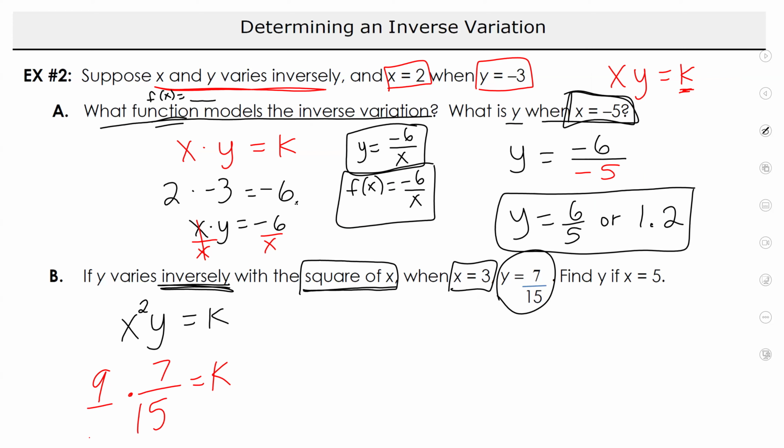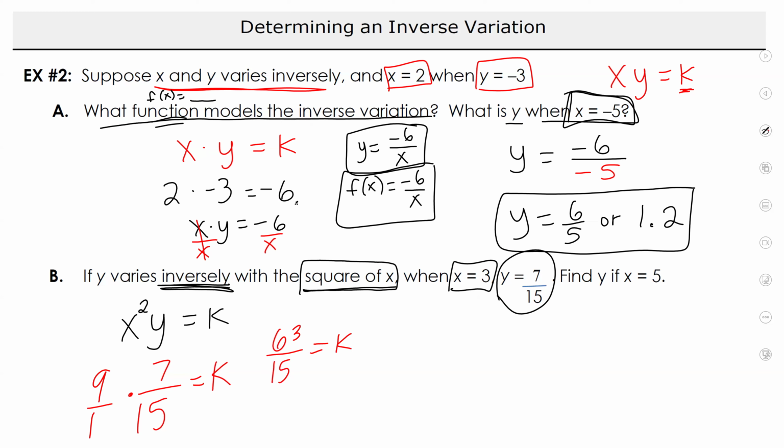Just multiply across. You can turn it into a fraction by putting 1 in the denominator, if you please. What's 9 times 7? 63. 1 times 15 is 15. So this is our K value.